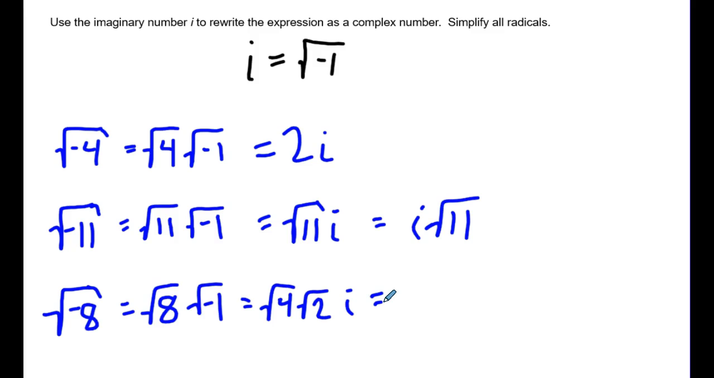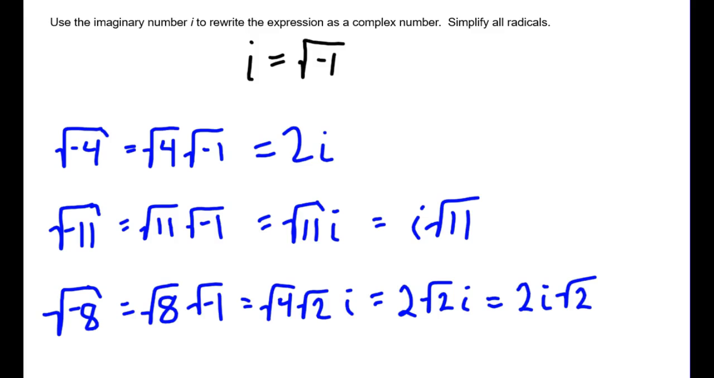We know the square root of 4 is 2, so we have 2 radical 2 times i. We just discussed we want to write this i in front of the radical so there's no confusion. So we have 2i times radical 2. So we took the square root of -8, broke it down, and it simplifies down to 2i times radical 2.